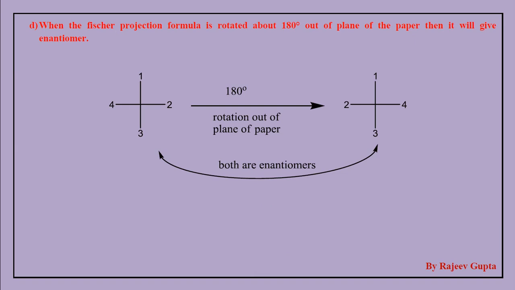Now when the Fischer projection formula is rotated by 180 degrees out of the plane of paper, then we get an enantiomer. Enantiomer means we get a different or changed configuration. Again, repeat: 180 degrees out of the plane of paper, then we get an enantiomer.